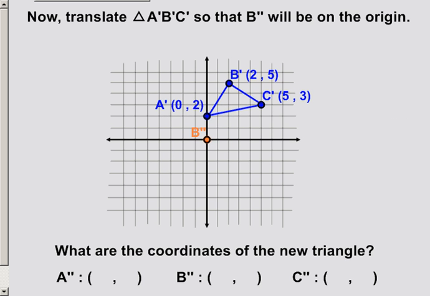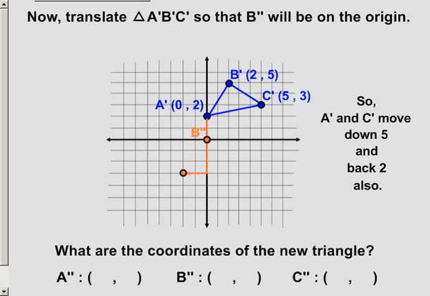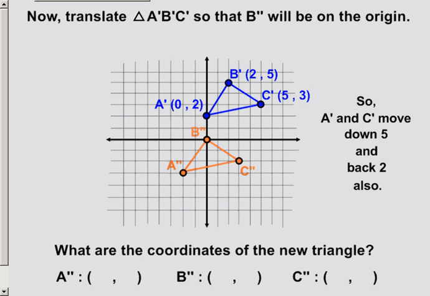Now, obviously, if B double prime is going to drop down 5 and back 2, then A prime and C prime are going to have to follow suit. So if A prime drops down 5 and back 2, that would place it there, and we label it. If C prime drops down 5 and back 2, that would place it there, label it, and we have our triangle.